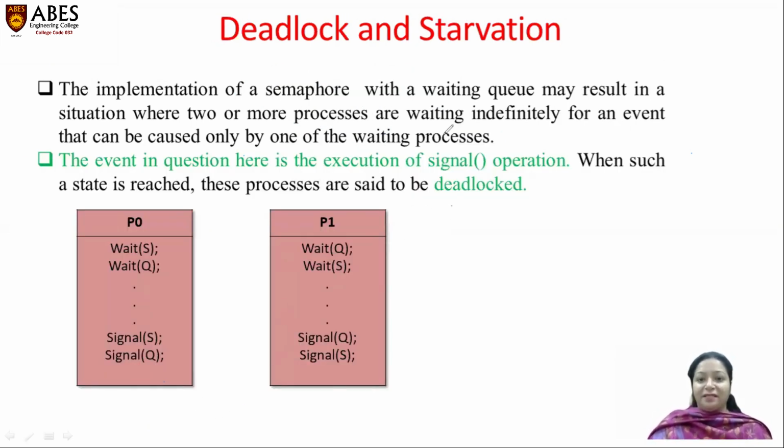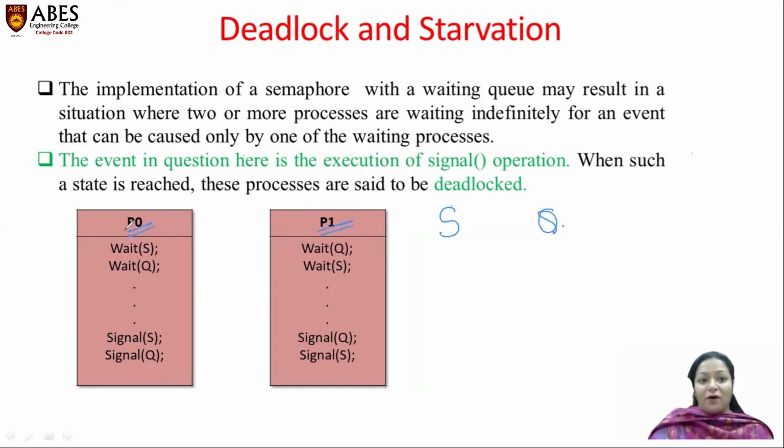So one of the basic solutions to prevent busy waiting is to implement the semaphores along with the waiting queue. But this also leads to a problem called as deadlock and starvation. See, here we have two processes, P0 and P1, and these processes are using two semaphores. One is S and the other one is Q.